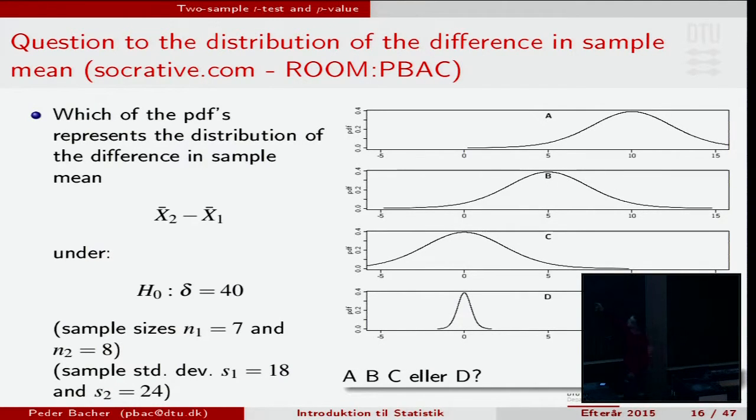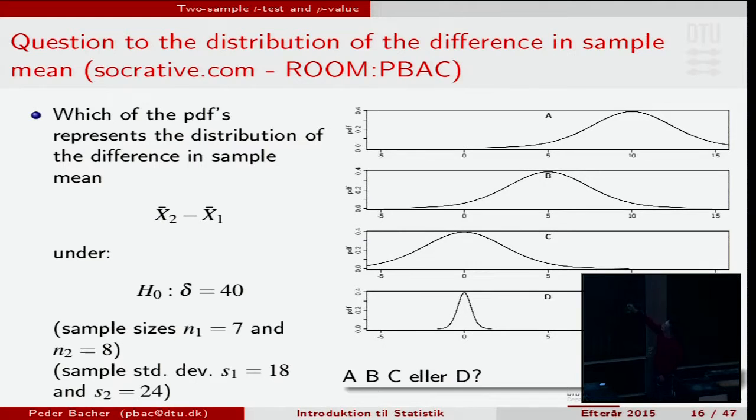Say that we have the sample mean of two samples. Say that we have the difference between them. And now I write under H0, under the null hypothesis, that the difference is 40. And then I have set some sample size and some sample standard deviations. So that's just set by me to make this little question or example.